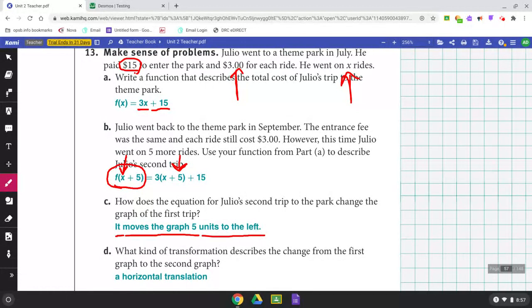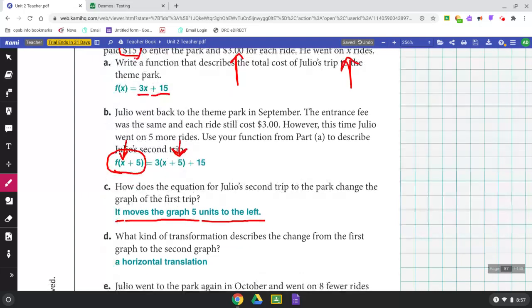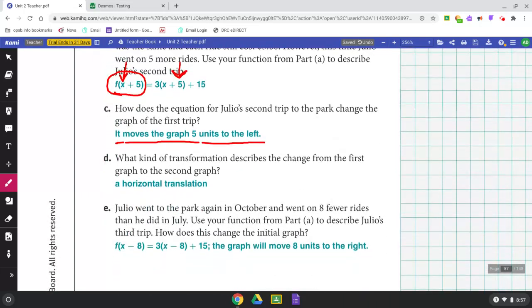Now, you can check this by using Desmos, typing it in, and verifying. What kind of transformation describes the change from the first graph to the second graph? Again, this is a horizontal translation. If we're moving left and right, it's horizontal. If we're moving up and down, it's vertical.